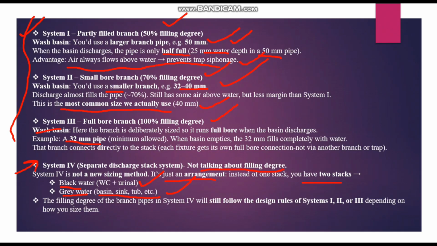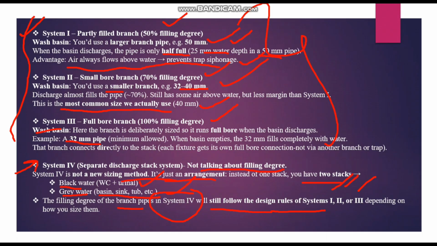So the filling degree of the branch pipe in system 4 will still follow the design rule of system 1 or 2 or 3. So either of these three you can select, but how you make the arrangement, that makes the things different.